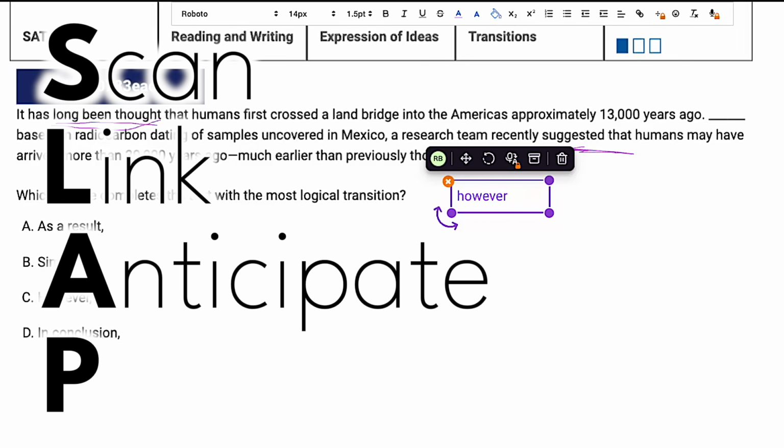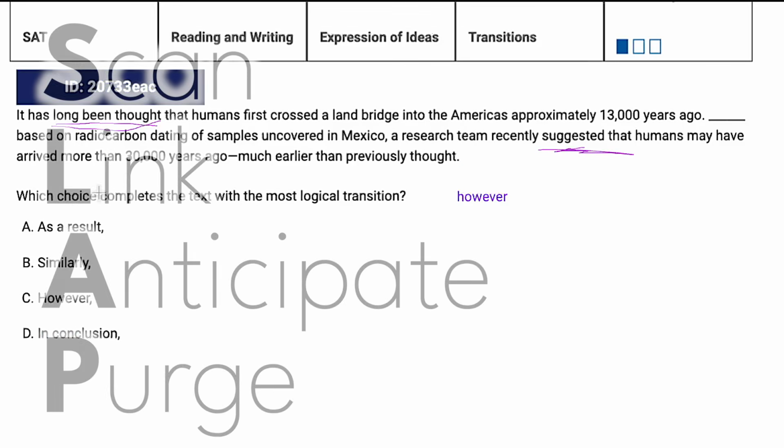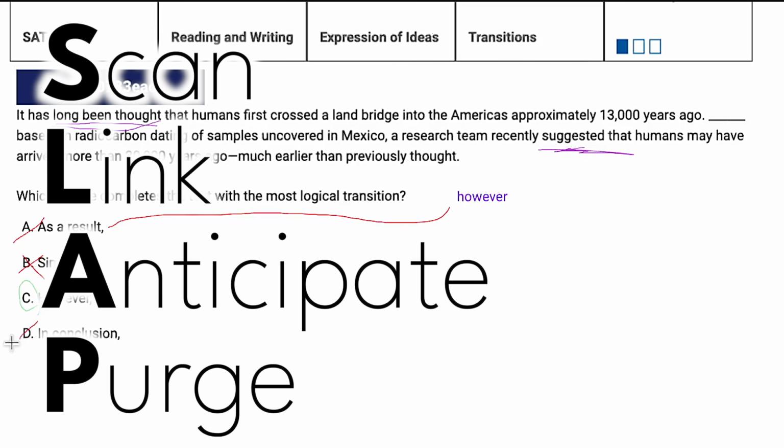And then the last step is to purge answers that do not match your anticipation. So as a result is not going to be in the same category as however. Similarly is not going to be in the same category as however. However is however, and that's definitely my answer. In conclusion, not the same category. So that is the SLAP method.